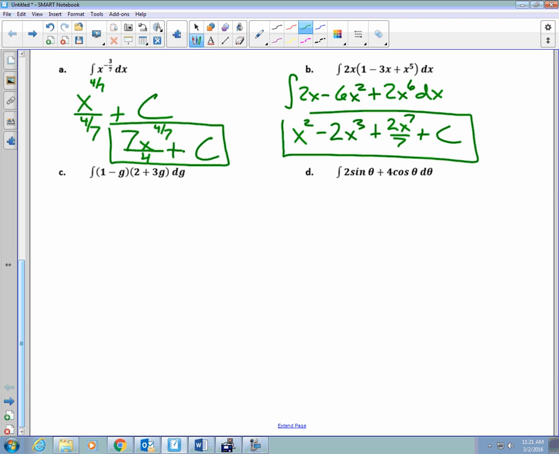The key is you must write it in the appropriate form. If you don't write it in the appropriate form, you won't know how to take the antiderivative. Our rule applies to the power rule. So increase the exponent by 1, divide by the new exponent. So what do I have to do for C? Multiply it out, so I get 2. Negative 2g and positive 3g make positive g.